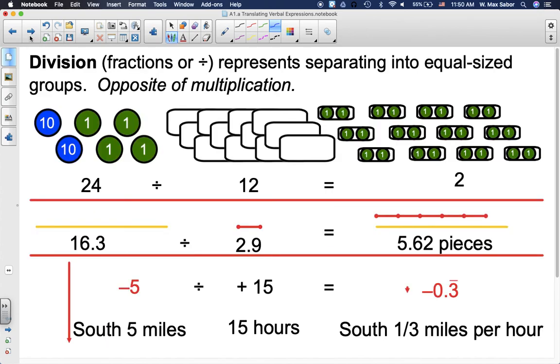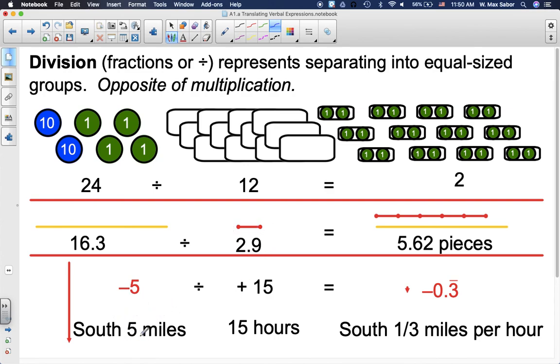Division. Fractions or division symbols represent separating into equal sized groups. So if you take 24 things and you're splitting them into 12 groups, each group needs to have 2 in them in order for the groups to be equal size. Now, if we take a length of 16.3 and we're cutting it into pieces of length 2.9, there are 5 full pieces, and you're 0.62 or 62 hundredths of the way to getting another piece.